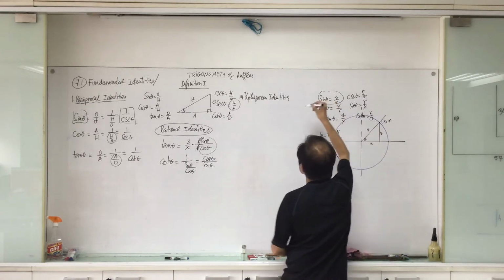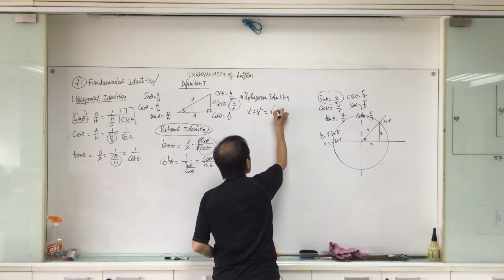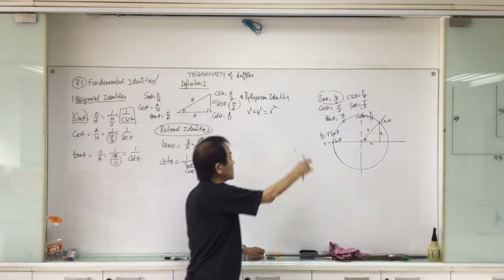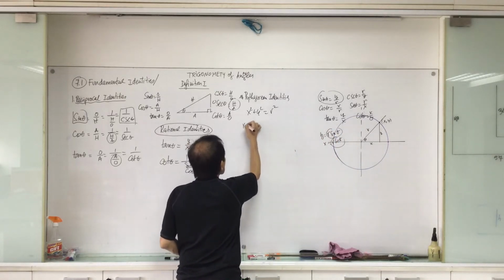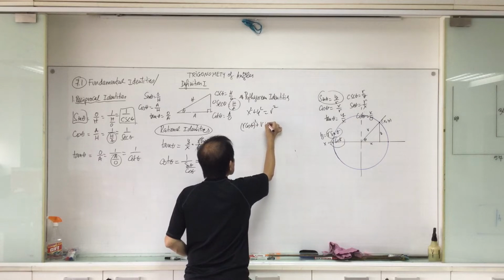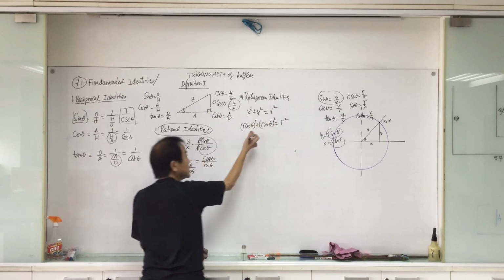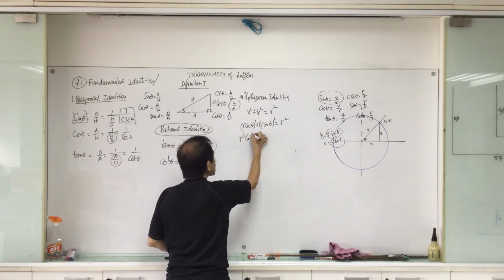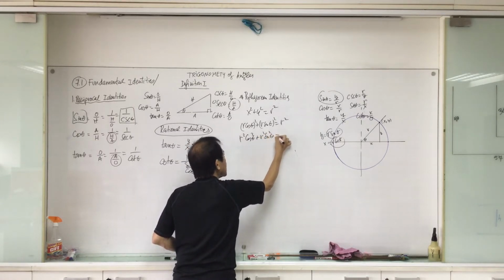You have x squared plus y squared equal r squared, right? So that is the formula for the circle, Pythagorean. Then we know that y equals this and x equals this, so we change to r cosine theta squared plus r sine theta squared equal r squared. Now we distribute the r here: r squared cosine squared theta plus r squared sine squared theta equal r squared.